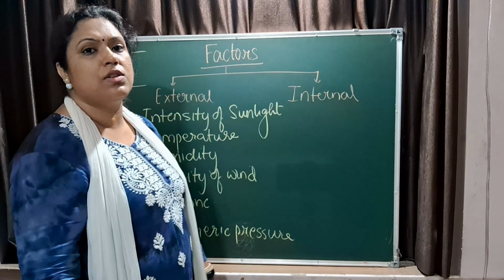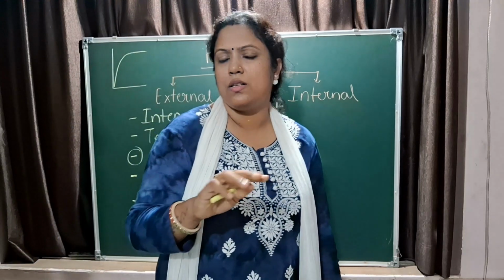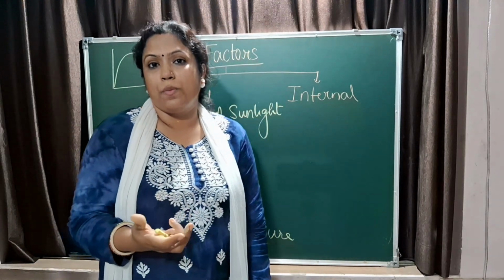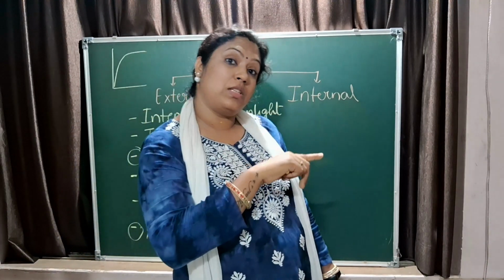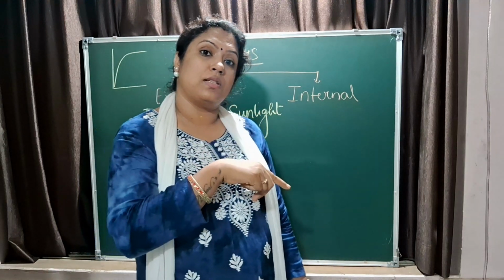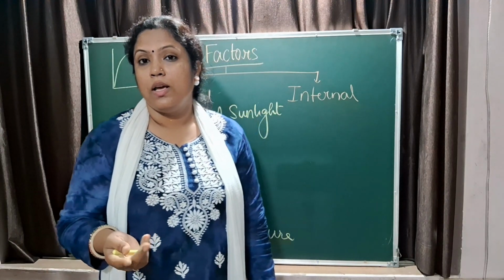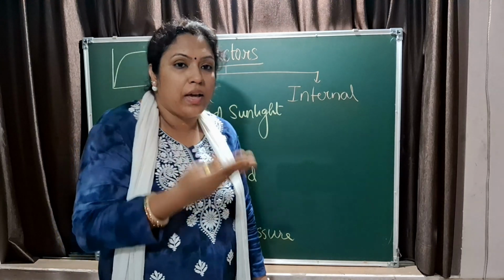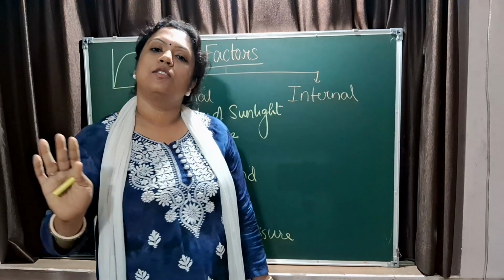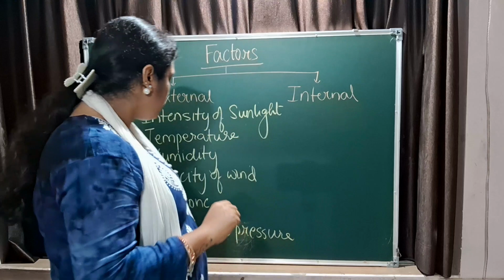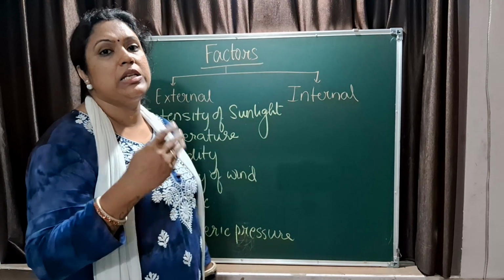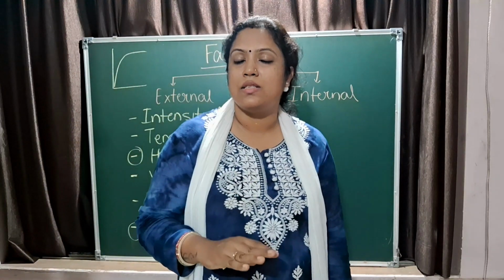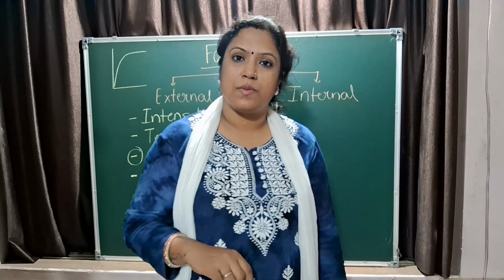Carbon dioxide concentration up to 0.03% is normal, so the stomata is open and the rate of photosynthesis is high. If the rate of photosynthesis is high, the stomata has to be open. But when you have more carbon dioxide, like when you go and blow air on the leaf, then the stomata closes. Atmospheric pressure: an increase in atmospheric pressure decreases the rate of transpiration.